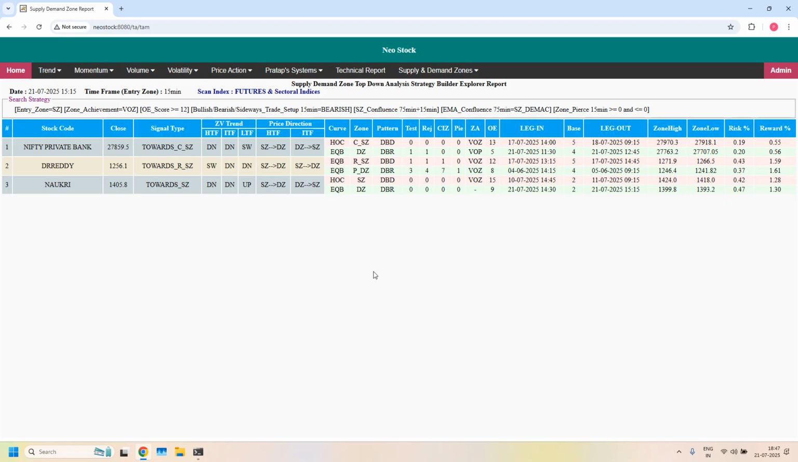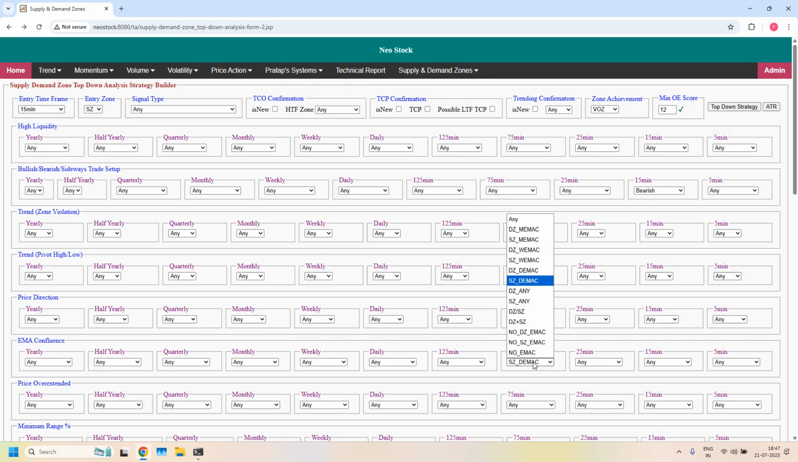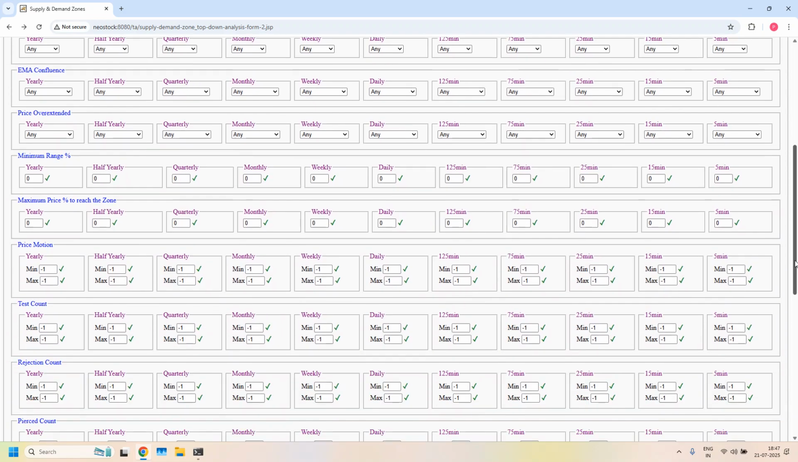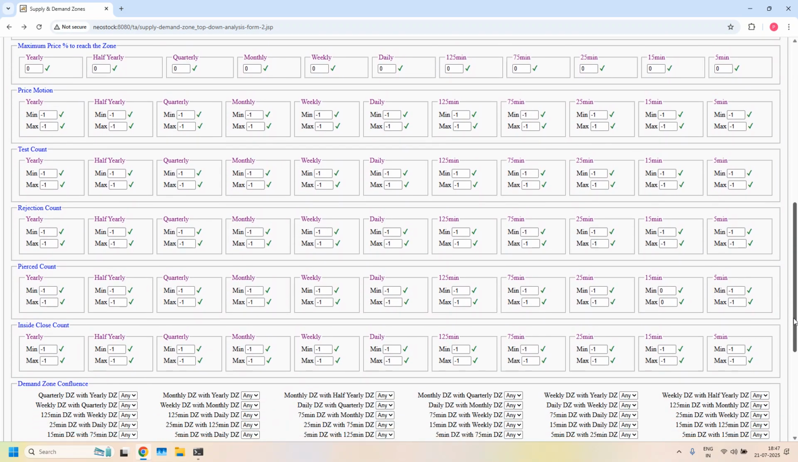Okay. Next, let us look into LTF, ITF and HTF supply zone confluence supported stocks. That is 15 minutes, 75 minutes and daily supply zone confluence supported stocks. Going back, removing this ITF EMA filter. Now we should focus on HTF. First, let us filter zone confluence stocks for all the 3 time frames.